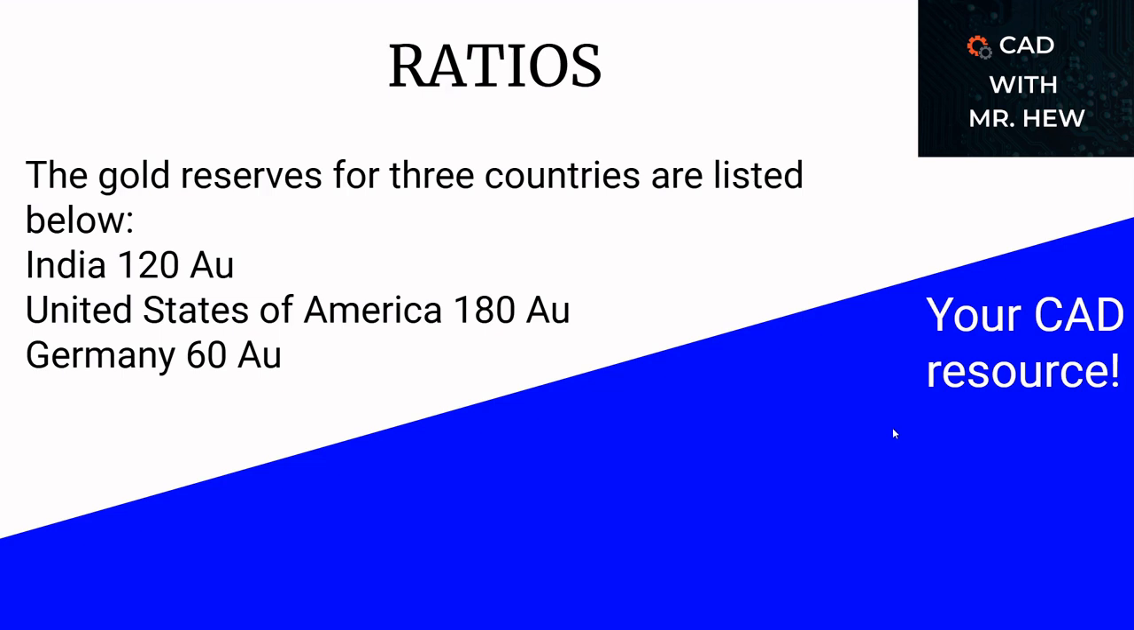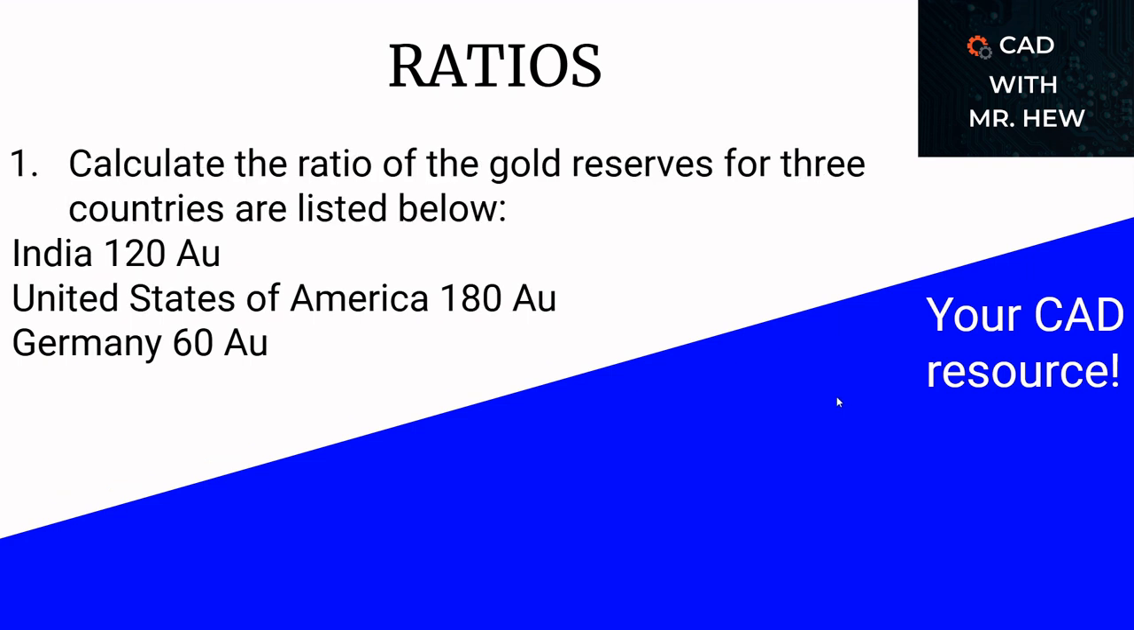So, ratio. The gold reserves for 3 countries are listed below. So we have India, 120 AU. We have the United States of America, 180 AU. Germany, 60 AU. Now, the first question is to calculate the ratio of the gold reserves for the 3 countries listed below. So we have India having 120, the USA having 180, and Germany having 60 AU.